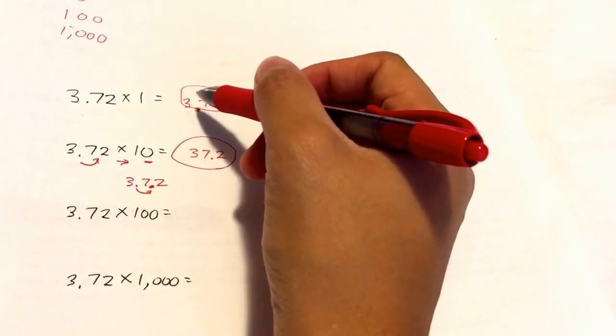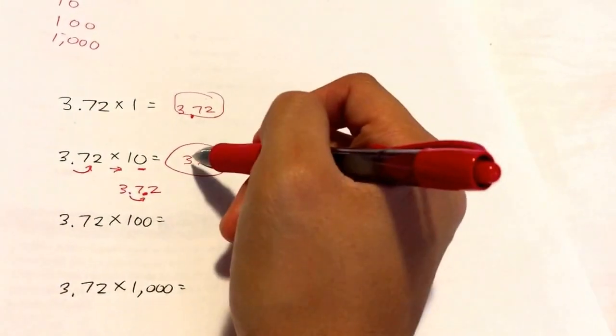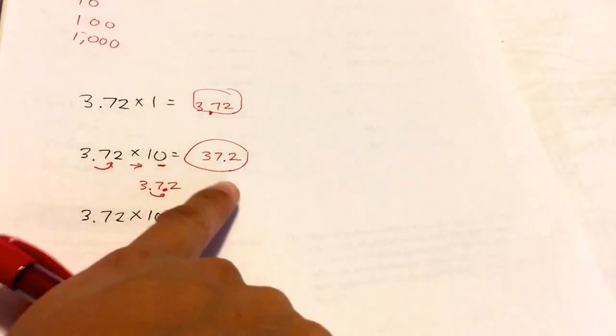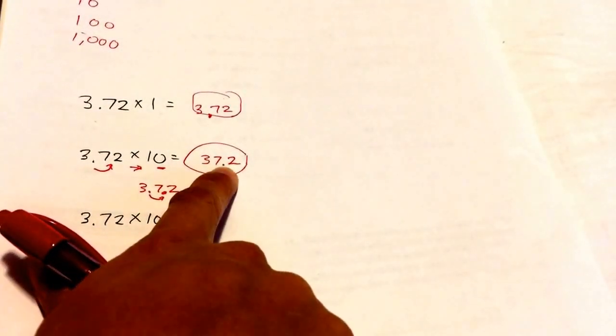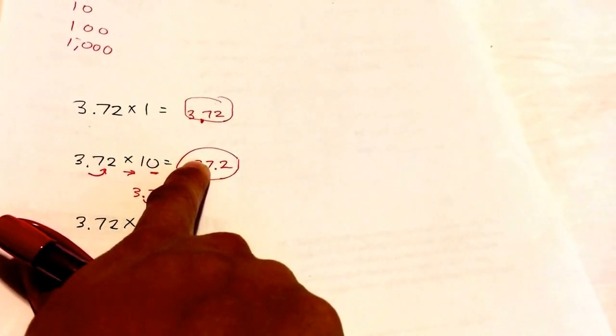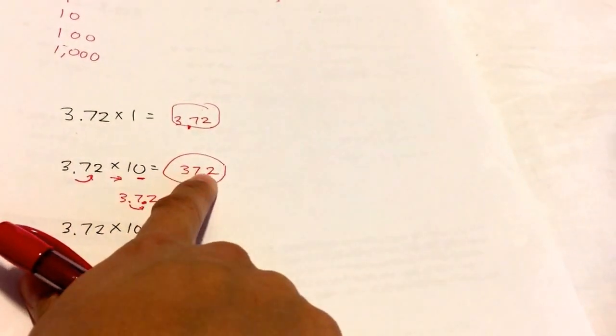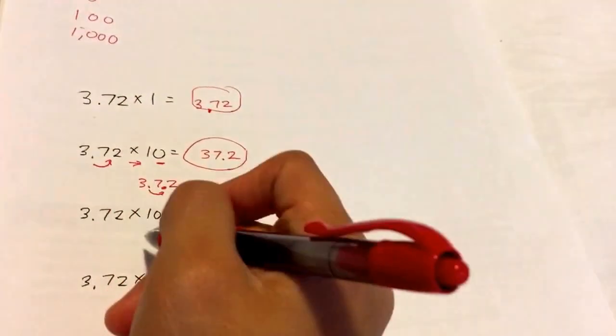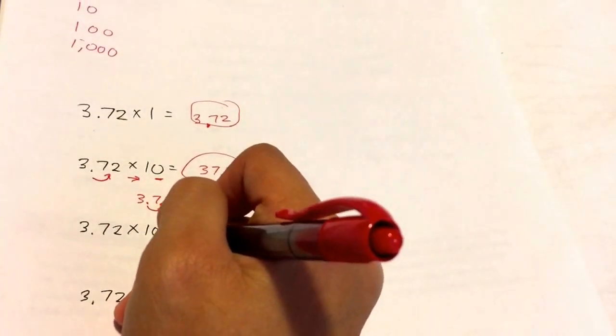So the first one was 3.72. The next one's 37.2. And the reason why I know that that's the number and how to say it is that this is my decimal, so this is the ones, the tens. So this is 37 decimal 2, 37 and 2 tenths. The next one, you could see that we have 2 zeros.